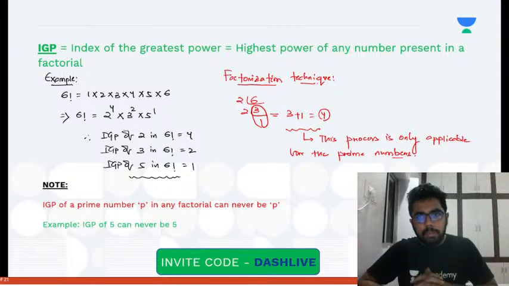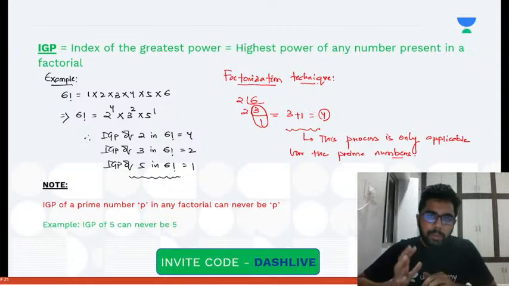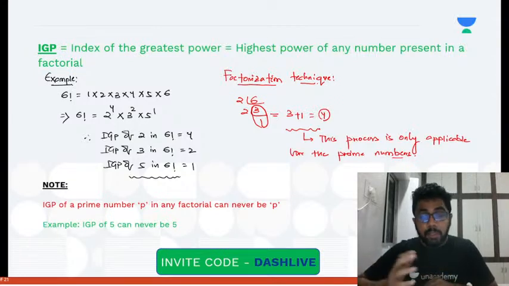This is the meaning of IGP. Highest power of any number present in any factorial, that's the meaning of IGP. Similarly, if I say what's the IGP of 3 in 6 factorial, you can say IGP of 3 in 6 factorial is 2, because there are 2 3's present in 6 factorial. And how to calculate this?